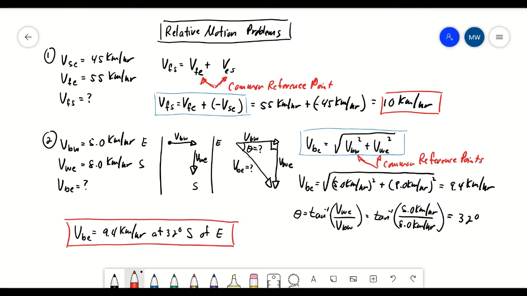So when we do our relative motion problems, we're not really doing anything new. We're just adding a little bit more detail to everything that we've already done with the way that we've been adding vectors in the past.